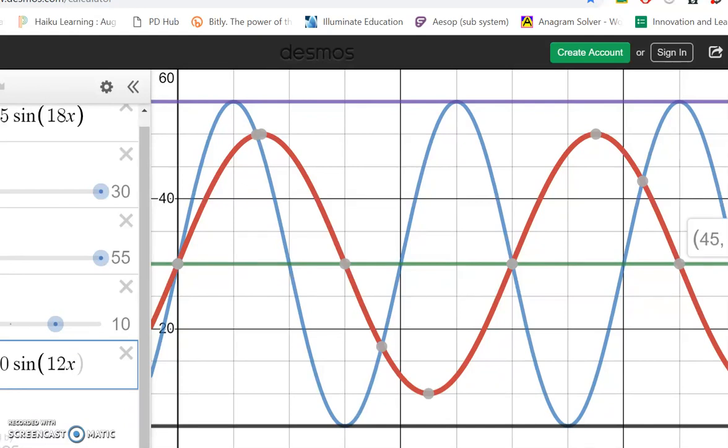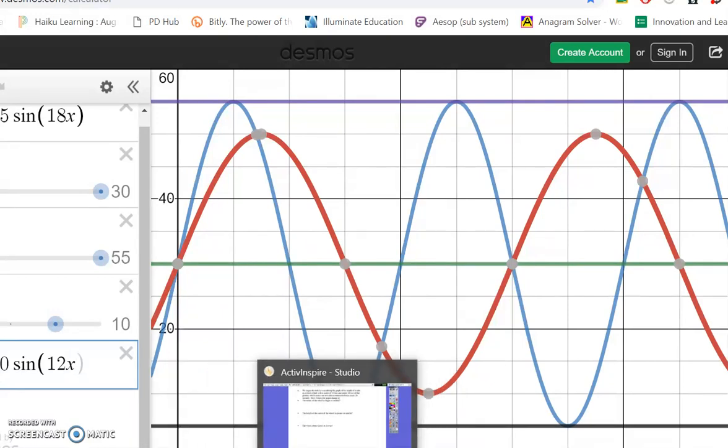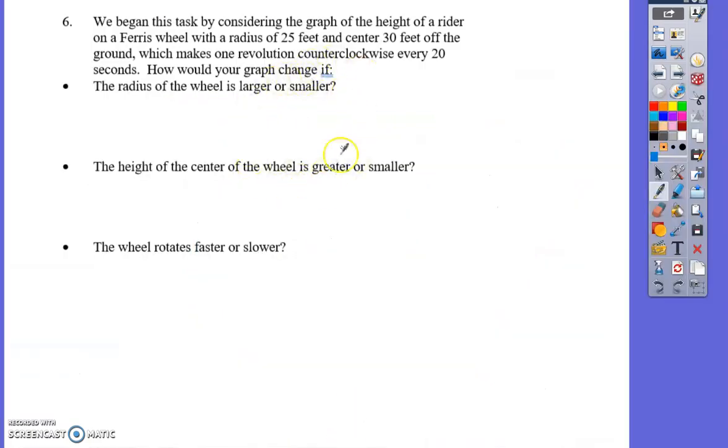So my middle didn't change. I left it at 30. I'm in meters and this is feet, but we're going to ignore that part for just a minute. The midline hasn't changed, but you can see that the distance from my peak to my midline is less than it was before. So that's what we want to be talking about right now: we want to make some sort of comment about what happened with the radius of the wheel. My radius is smaller, so what changed? Check out a larger one, see what changes. And then what would happen if I had changed the height?